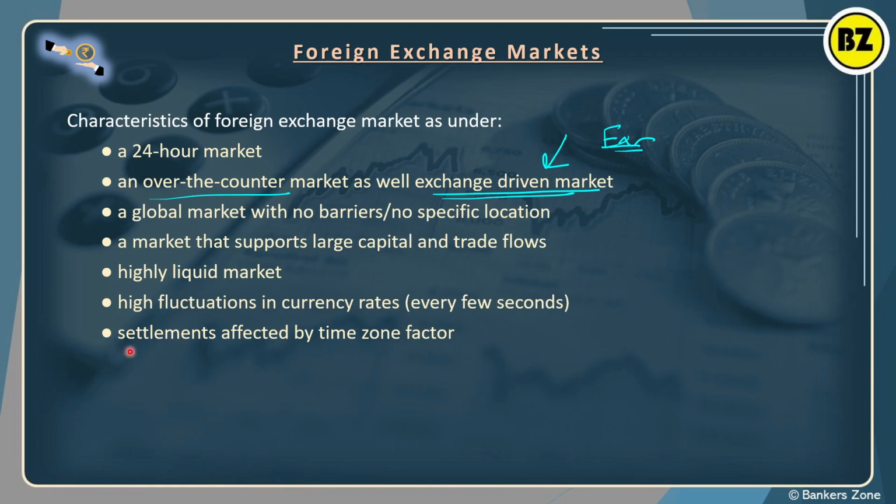So we can say settlement is affected by the time zone factor. The market is also affected by government policy and controls. Obviously there are some controls, like the RBI gives some guidelines, and the Indian government issues some guidelines about other currencies. So obviously it is affected by government policy and controls.